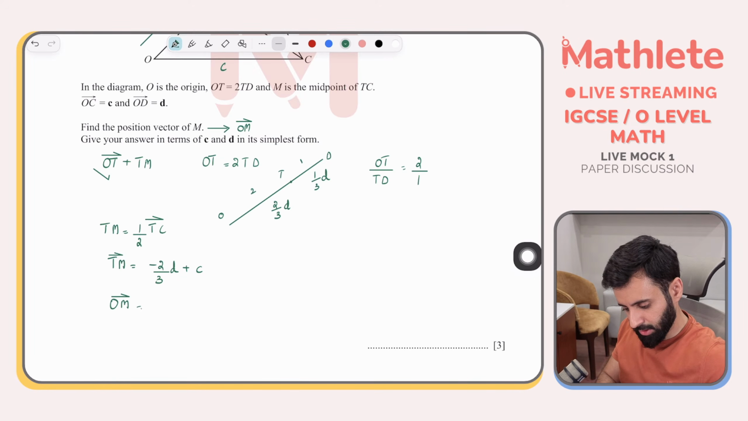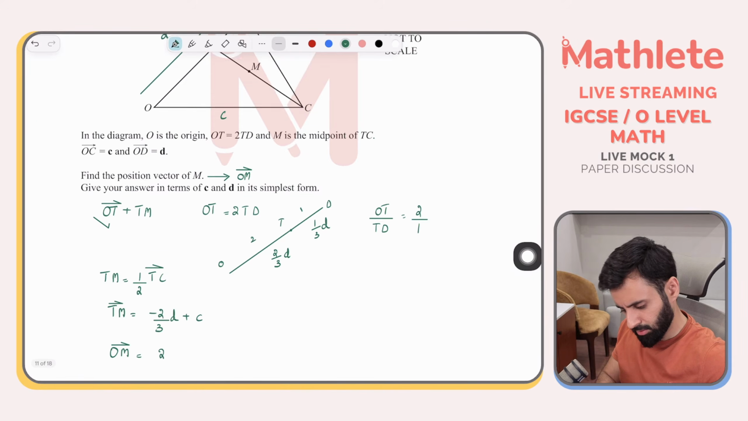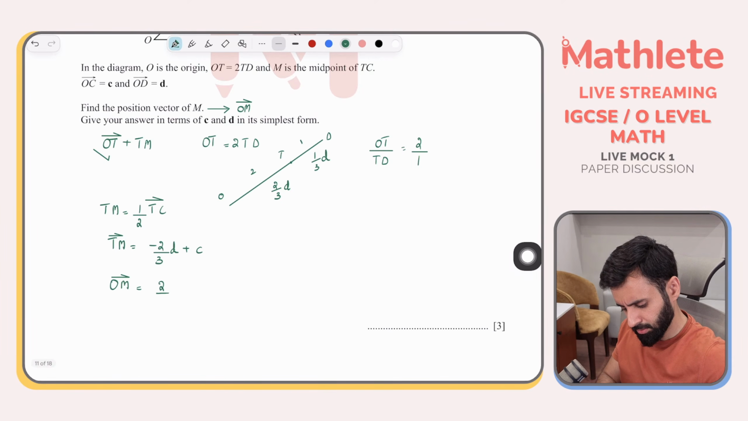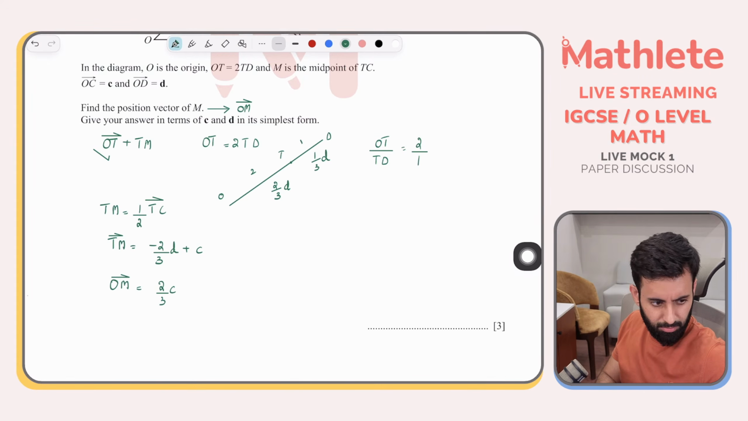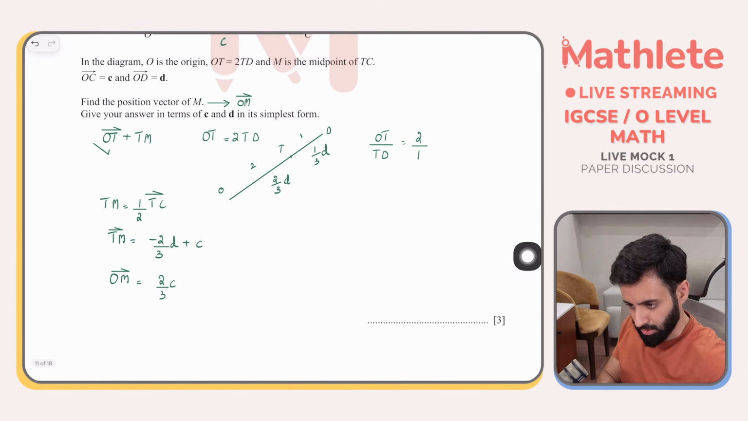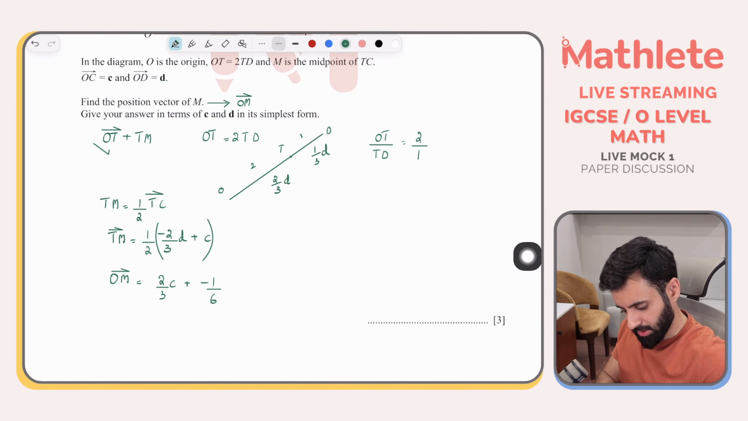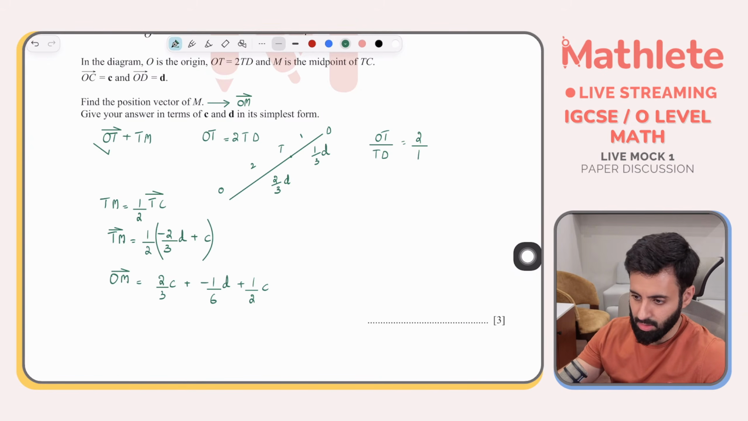So OM is equals to OT, which is 2/3 of D, ठीक है, प्लस TM. अच्छा, इसका हाफ तो किया ही नहीं. ओह, इसका हाफ तो किया ही नहीं. वही मैं कहूँ कुछ गड़बड़ है. प्लस minus 1 upon 6 D plus half C. ठीक है? Okay, now.